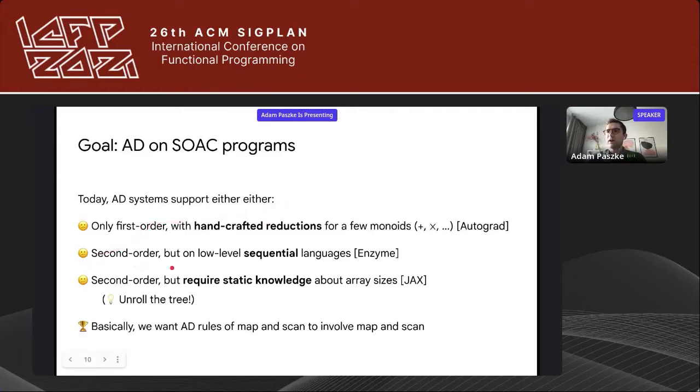Then there are systems that could handle something like second-order languages, but they do not work at as high a level as the SOAC programs. A good example here is something like Enzyme, which works on the level of LLVM IR. So it's essentially AD for low-level sequential languages with sequential semantics, and what you get out, the derivative, is again sequential.